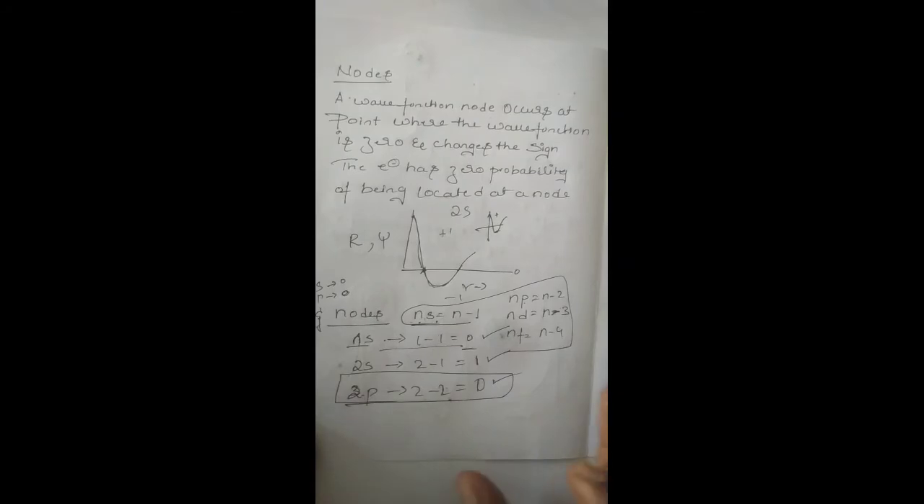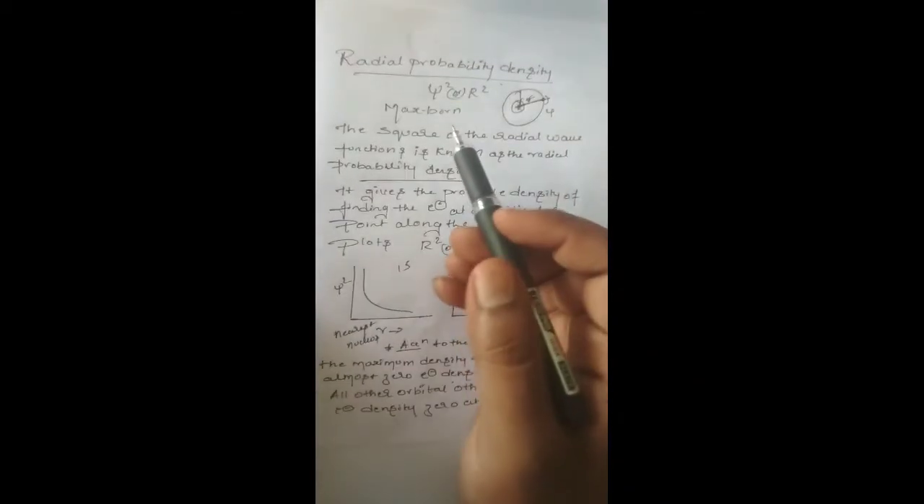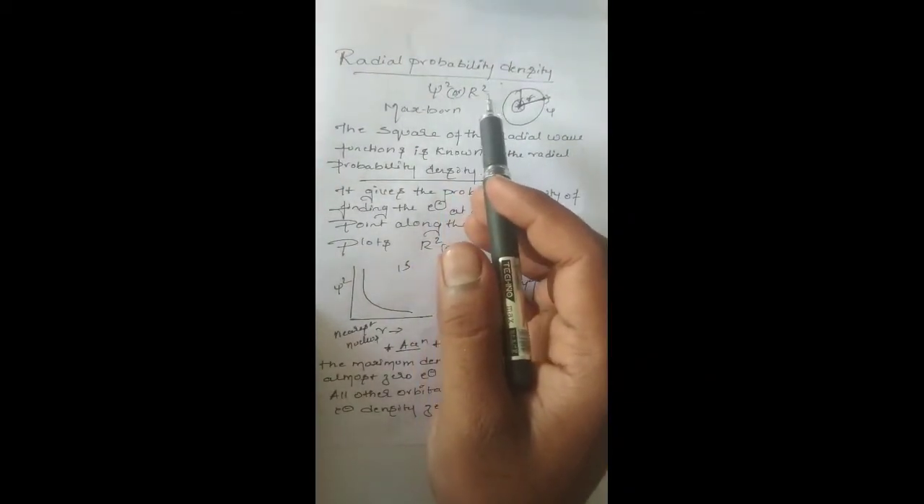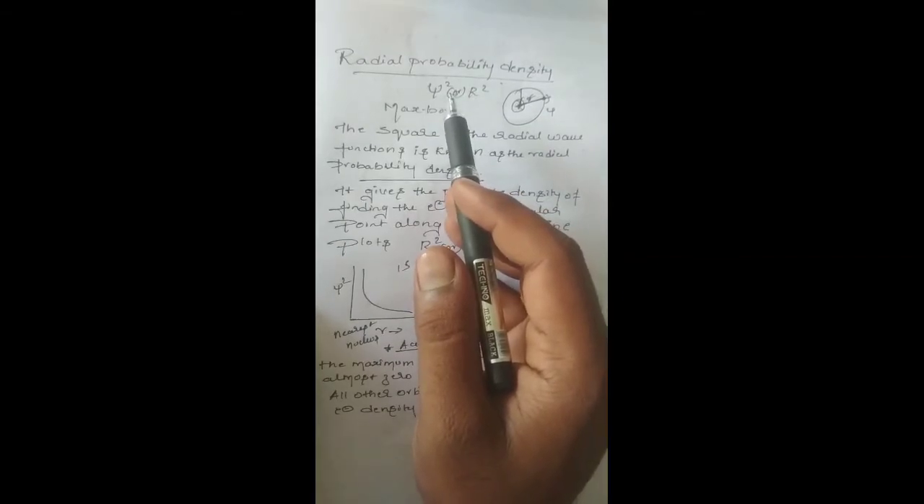Next we are going to talk about radial probability density. Radial probability density is denoted as psi square or R square. Psi is the radial wave function, and here it is squared.